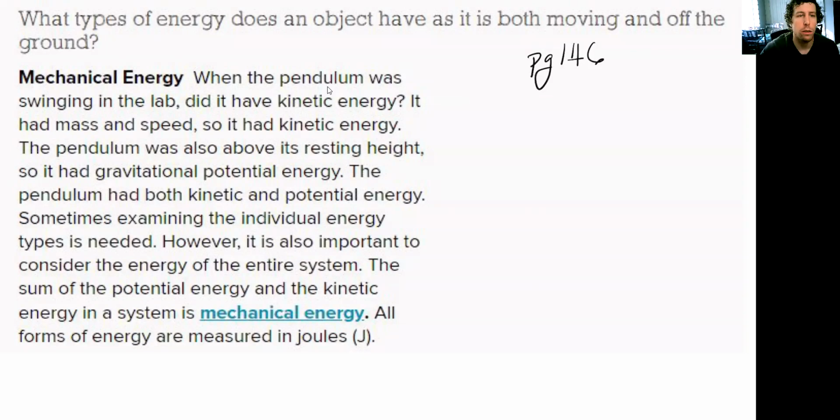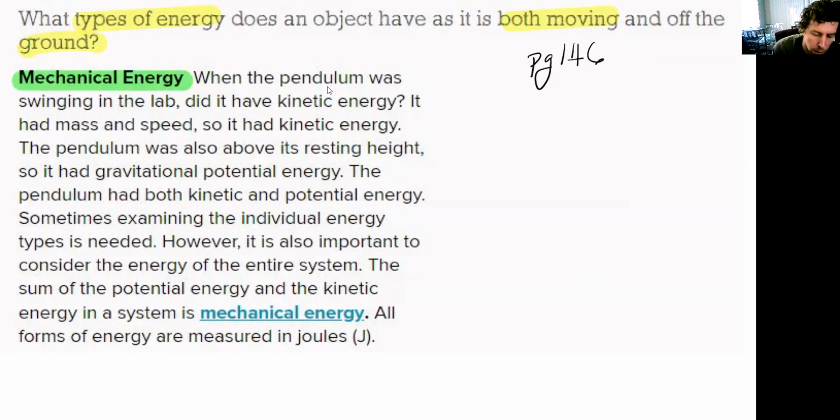At the top of page 146, it asks, what types of energy does an object have as it is both moving and off the ground? It is both moving and it is off the ground. What type of energy would it have? So this is what's called mechanical energy.